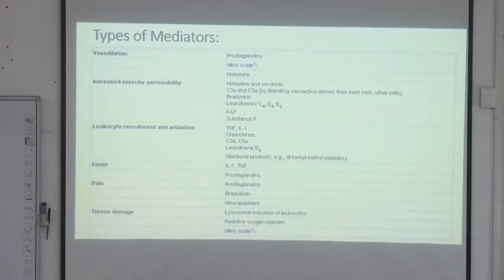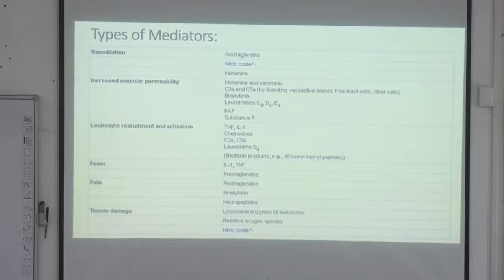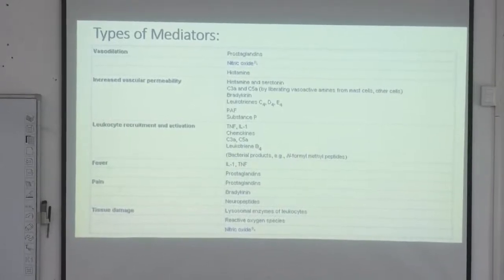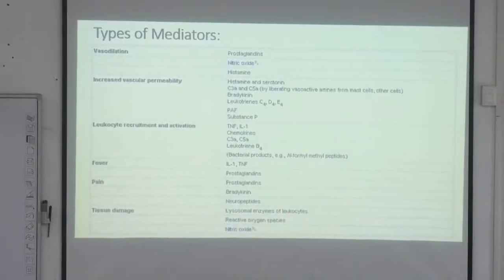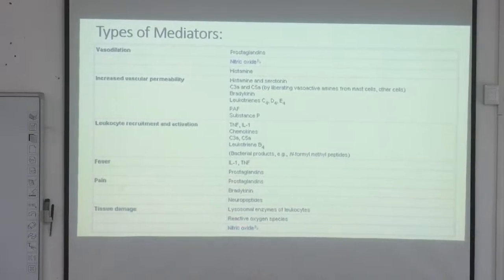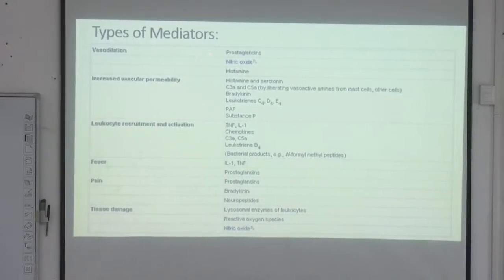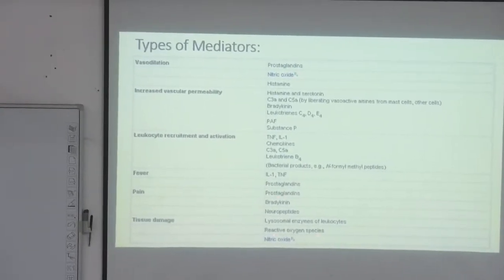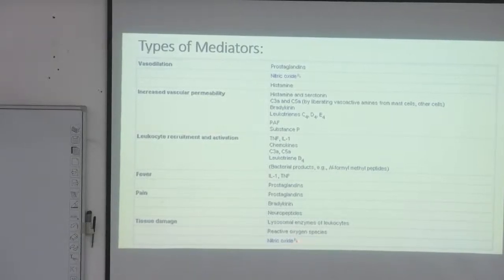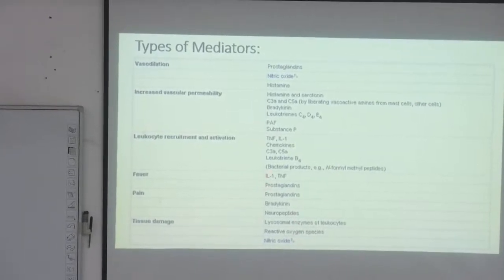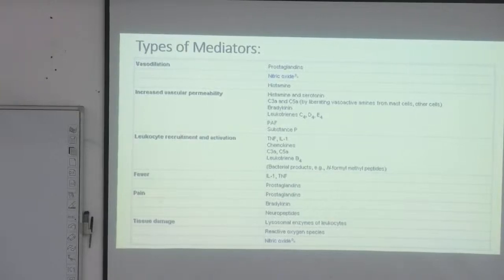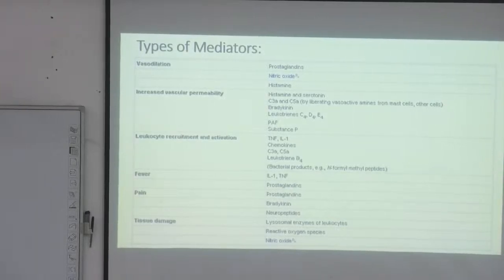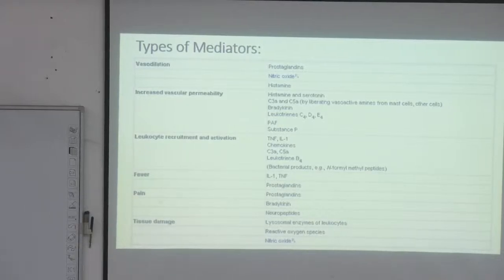Pain is initiated by prostaglandin, bradykinin and neuropeptides. And tissue damage is initiated by lysosomal enzymes of leukocytes, namely neutrophils, reactive oxygen species, and nitric oxide. For nitric oxide, we can see there is a prefix called Rx, and prostaglandins are also Rx. So there are various chemical mediators of acute inflammation that have therapeutic use in our body.